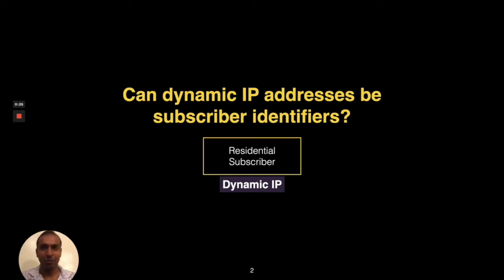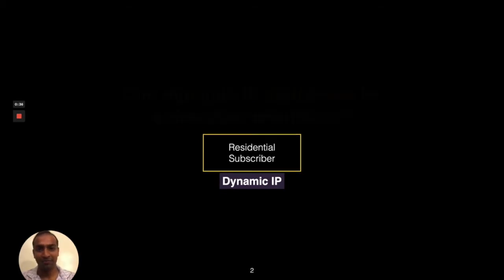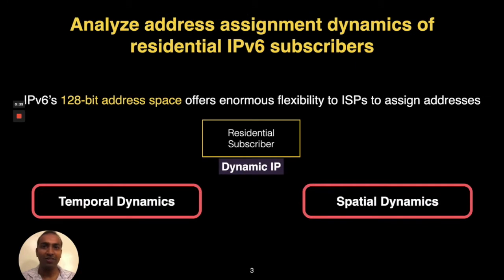Can IP addresses be used to identify residential subscribers? Probably yes, if the address is assigned statically, but how about dynamic addresses that are typically assigned in residential networks? In this work, we investigate address assignment dynamics of residential subscribers, focusing on IPv6.